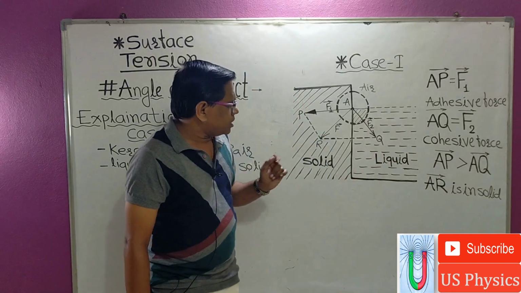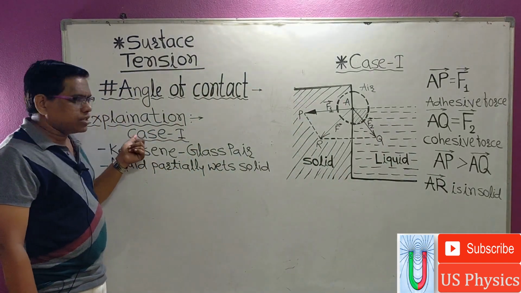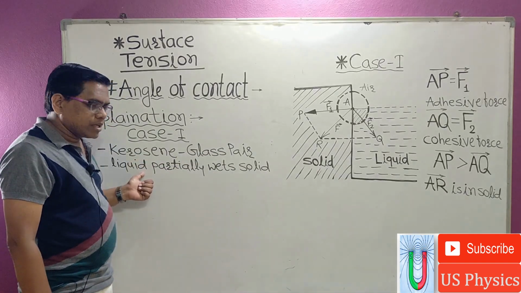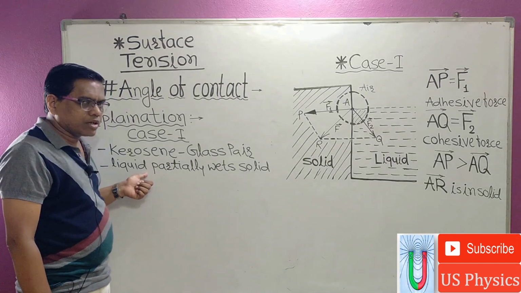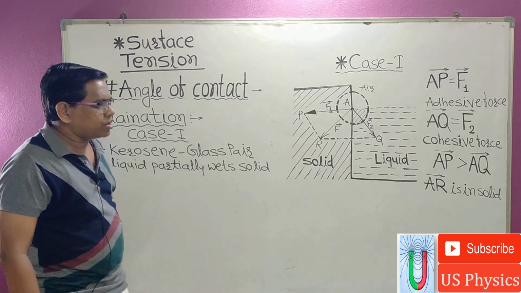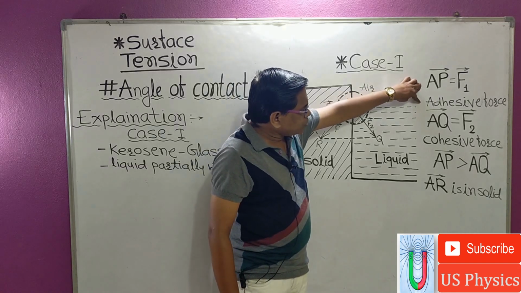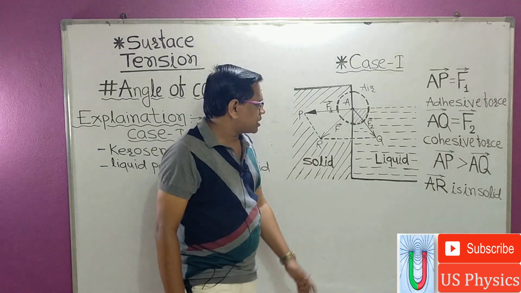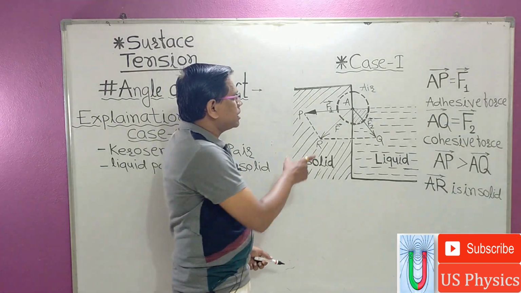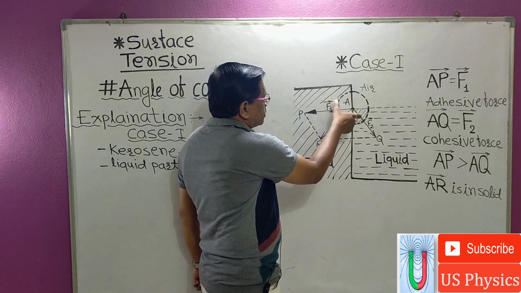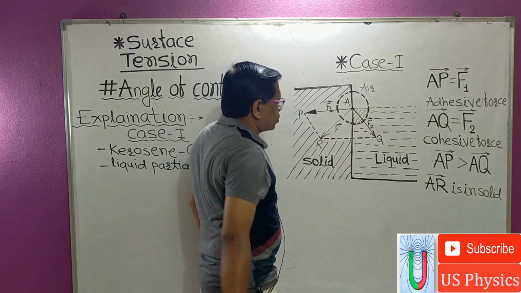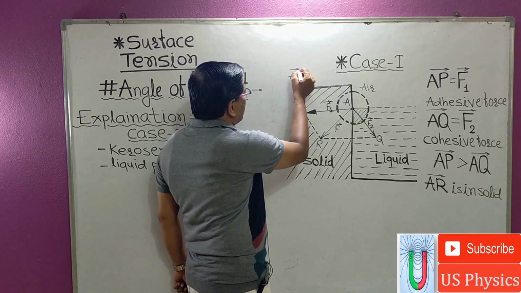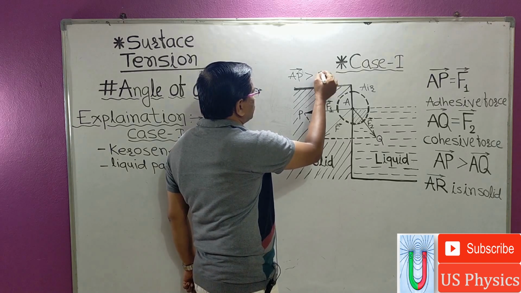So in this case, which case are we discussing? We are discussing the first case of angle of contact, that is kerosene-glass pair, or the pair of liquid and solid where the liquid partially wets the solid. We can say that the adhesive force is greater than the cohesive force. So you can see in the diagram this adhesive force has been shown larger than this cohesive force. So here this AP bar, which is our F1 bar, is greater than the AQ bar.